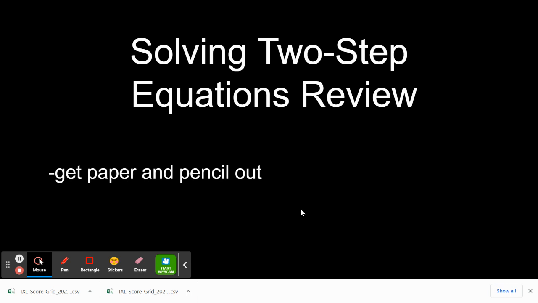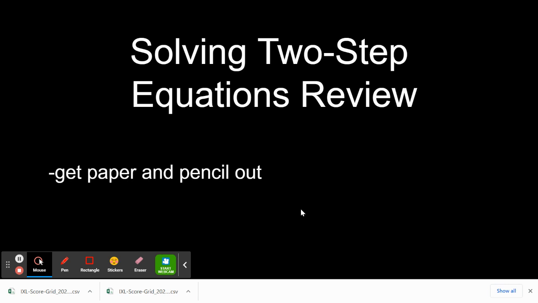Edpuzzle assignment. In this assignment, we're going to review what we've done so far with two-step equations. There's going to be 4 problems, so we've looked at 4 different types of two-step equations so far. You're going to get a chance to try to solve each of them, and then I'm going to go ahead and solve it so you can see what that looks like.